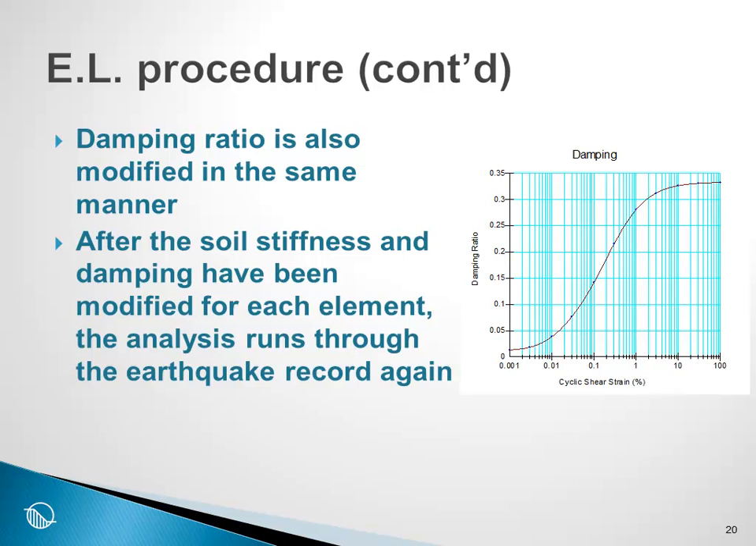And so after the soil stiffness and damping have been modified for each element, the analysis runs through the earthquake record again. So once again here, the same thing, shear strain, and we have a damping ratio, and the damping tends to increase as the shear strain increases. Initially we have low values for damping, then the damping increases during the shaking.